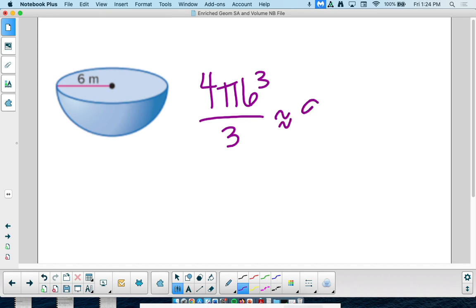So if you're not getting 904.8, wave me over and I can show you what you did wrong. That means power, then 3. But now don't forget, this is if we had a full sphere, so we have to divide this by 2 because we have a hemisphere.